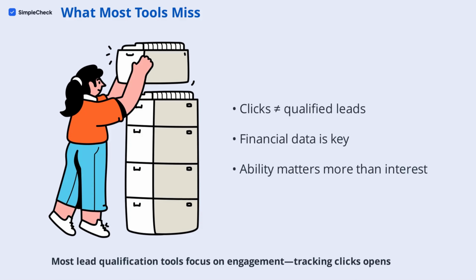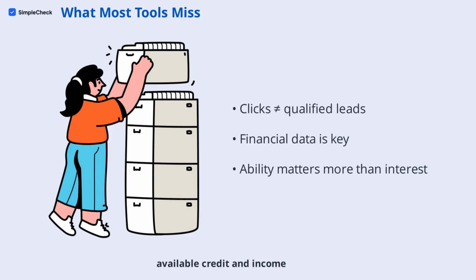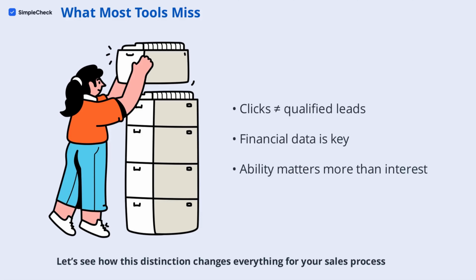Most lead qualification tools focus on engagement, tracking clicks, opens, and page visits. But what you actually need is a tool that verifies financial data, credit score, available credit, and income. These are the real indicators of whether a lead can buy. It's not about who's most interested, but who's most able. Let's see how this distinction changes everything for your sales process.